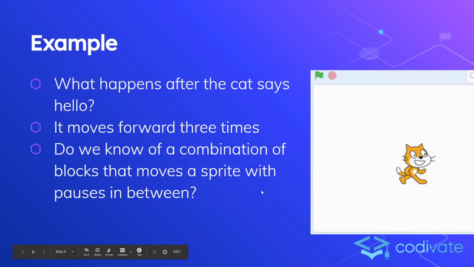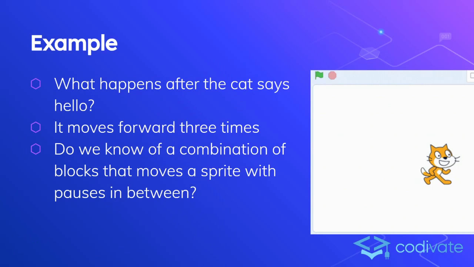Alright? So then, what happens after the cat says hello? Well, right when the speech bubble disappears, we see that the cat inches forward a bit. So, we have 2 different blocks that can do that. It's either move forward, or it's change x by. Now, it doesn't really matter which one you pick, because they both do the same thing in this case. So, you're right both ways. And then after it moves the first time, there's a pause, and then it moves a second time and a third time. So, since it's doing the same thing those second and third times, you would just have the same block again.